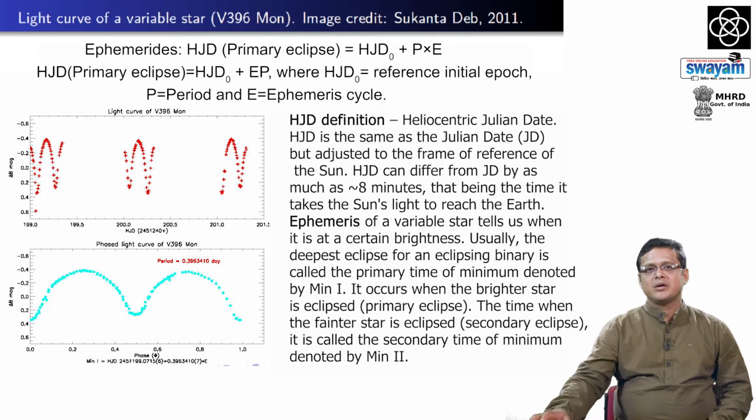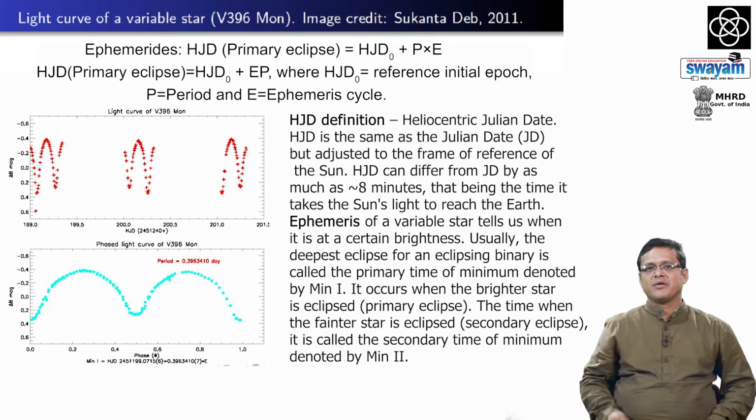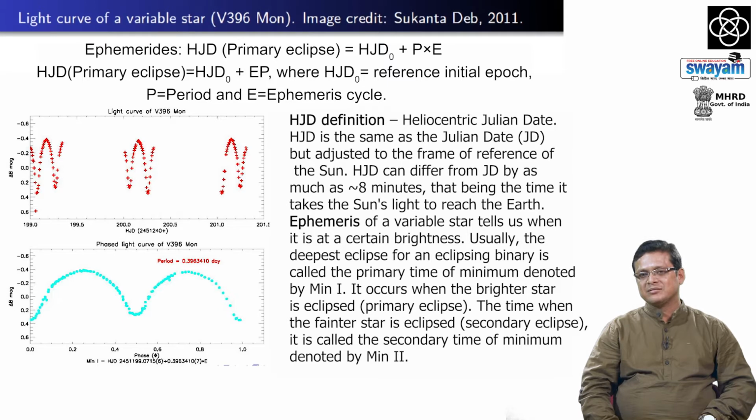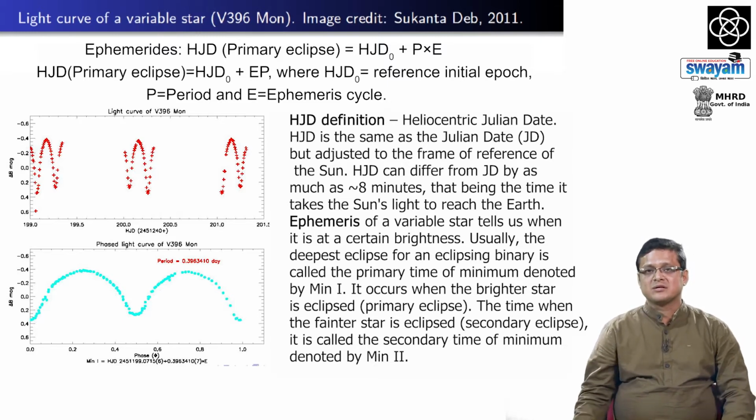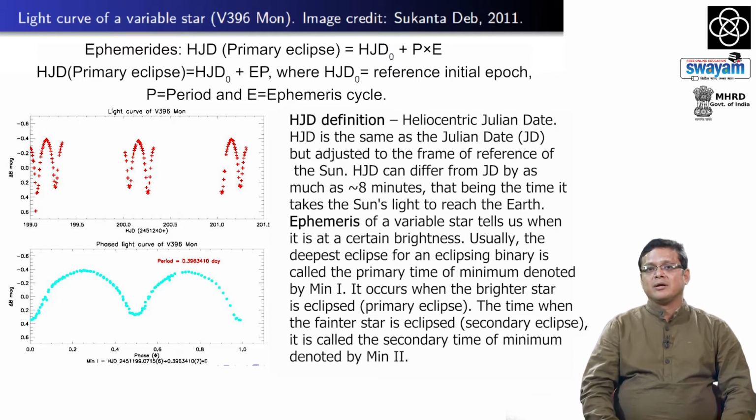So, here is one example of the light curve of an eclipsing binary star, and in the upper panel we can see that the star has been observed over 3 days. Now we will try to convert this light curve into a phase light curve. For that we will be using the phase equation we just talked about a few minutes earlier, and the phase light curve is given in the bottom panel.